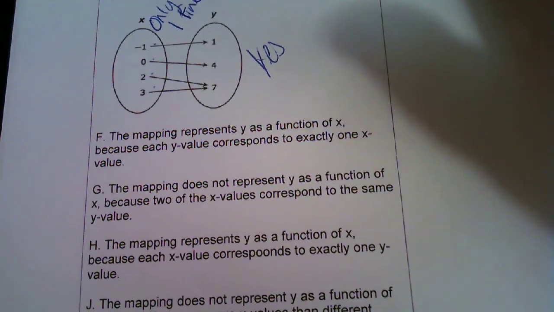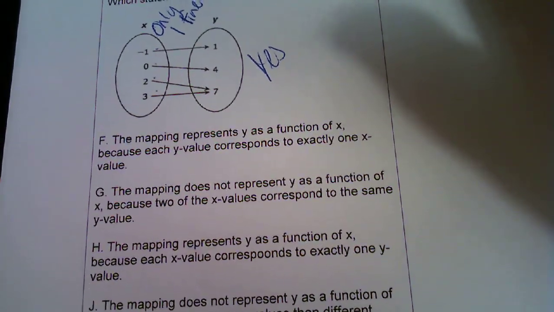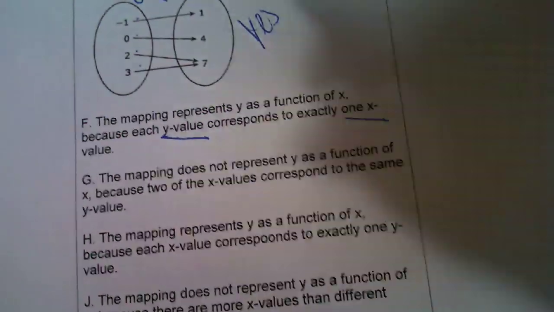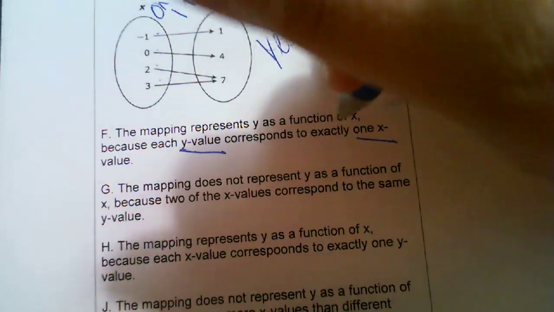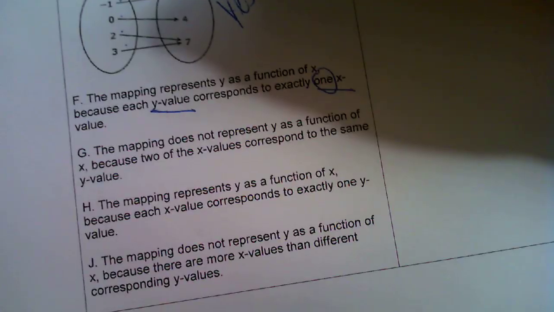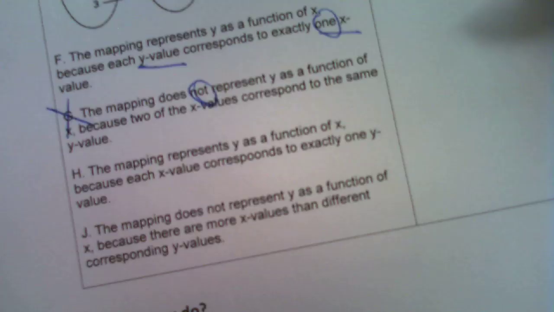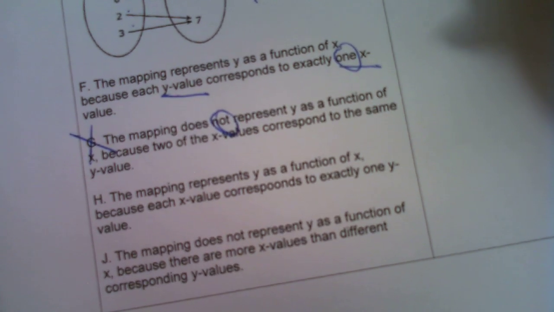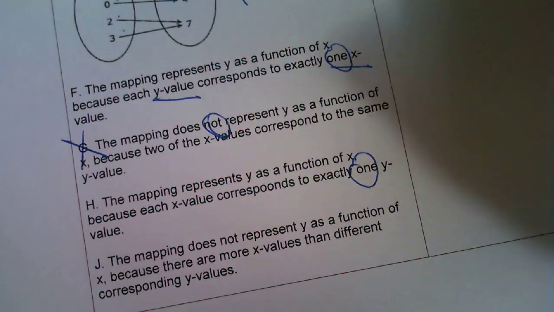The mapping represents y as a function of x because each y value corresponds with exactly one x value. Okay, so we have our keyword. The mapping does not represent a function. Well, we know that's not true because it has the word not. The mapping represents y as a function of x because each x value corresponds with exactly one y value.